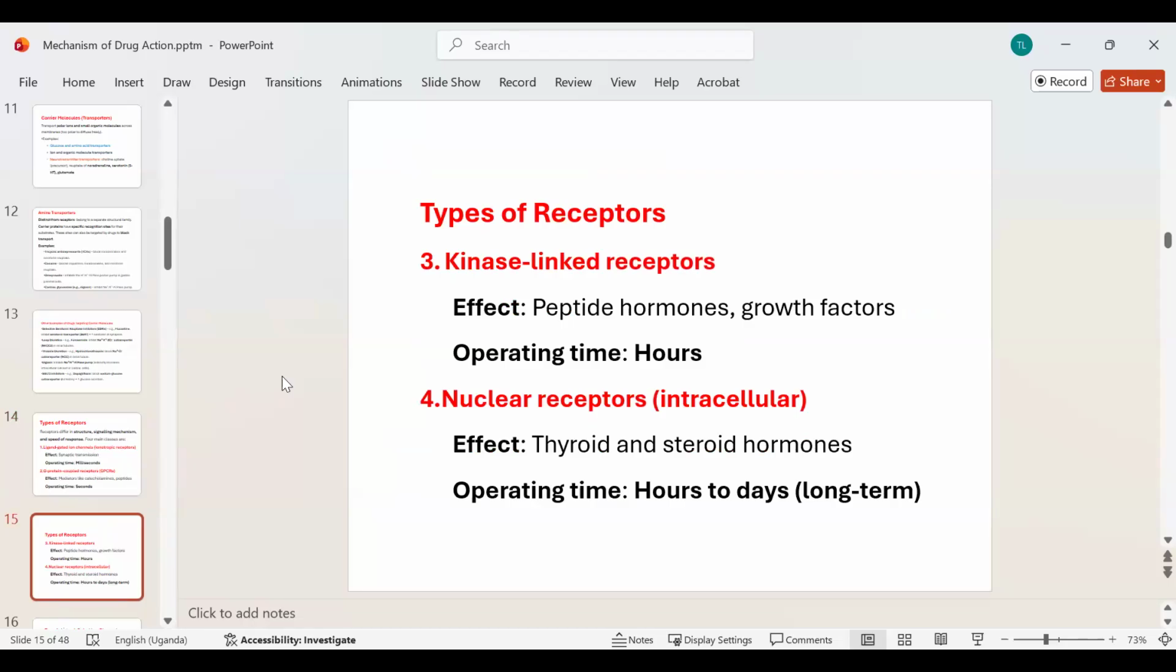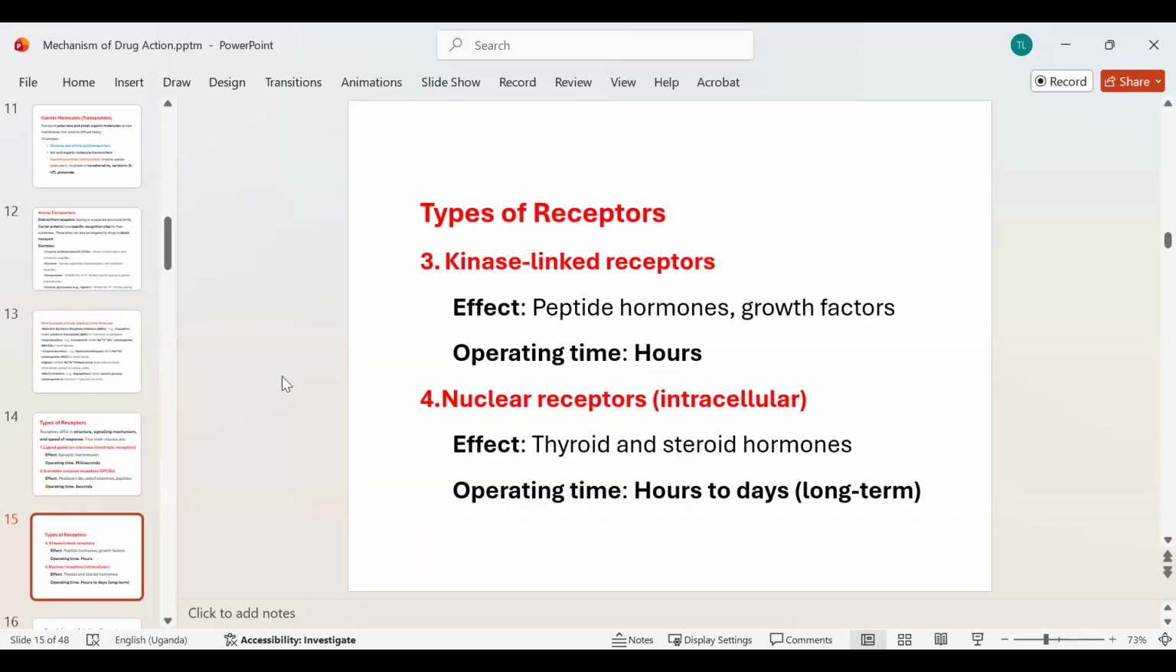Then we also have what we call the kinase-linked receptors. These ones are usually activated by peptide hormones, growth factors, and others. They take a longer time compared to the G protein coupled receptors in terms of operating time. Then we also have the nuclear receptors. Sometimes they call them intracellular receptors.